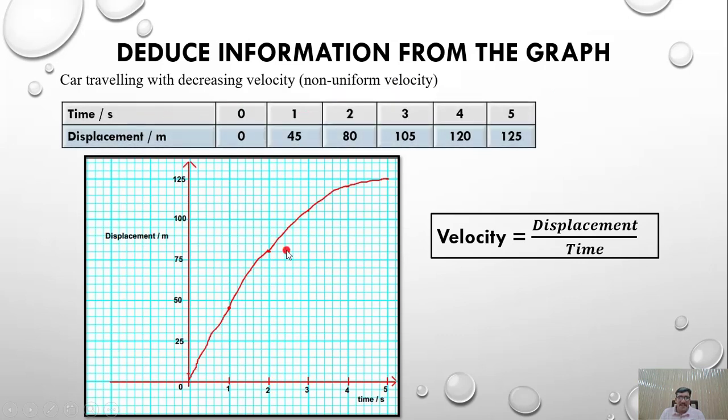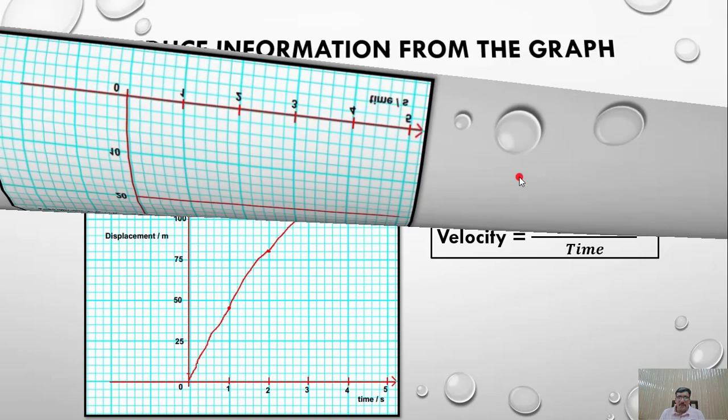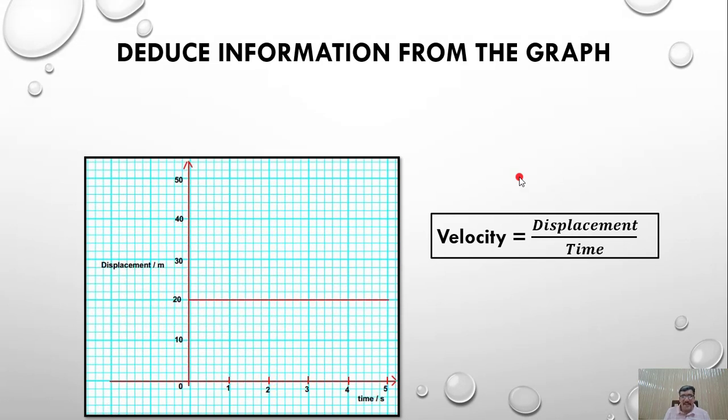I have extracted the data here. At first second I have 45 meter displacement. At 2 second time, I have 80 meter displacement. At 3 second time, I have 105 meter displacement, and so on. Now let's move towards the next slide. Here you have to deduce the information by yourself now. This is the task for you.